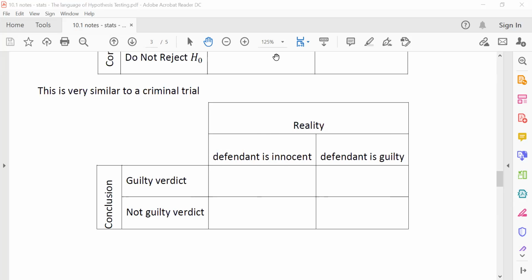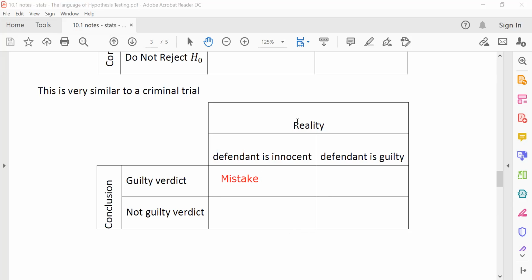The defendant can be innocent, so the defendant truly, in reality, did not commit the crime they're being charged with. But a guilty verdict is still rendered. This is a mistake or an error. But that happens all the time, right? We hear about someone who spent the last 20 years in prison, and suddenly there's new evidence that proves that they were actually innocent. They did not commit that crime, and we have made a mistake as a society.